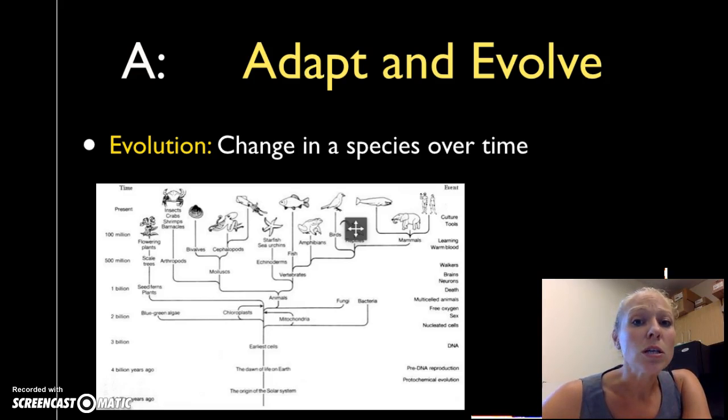In order to be considered alive, you have to have been able to adapt or evolve, or your species had to have been able to adapt and evolve. We all started out as bacteria 3.7 billion years ago. And in order to get to where we are today, you've had to have been able to adapt to your environment and change over time. And so to be alive, you must have been able to, or your species must have been able to adapt and evolve.